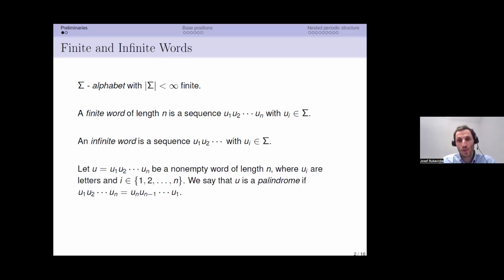Then the crucial notion of the paper is the palindrome. I guess you know what a palindrome is. Here is the formal definition, and here are also 2 examples. These are the sequences that can be read from left and from right, and they give the same. So this is a palindrome.